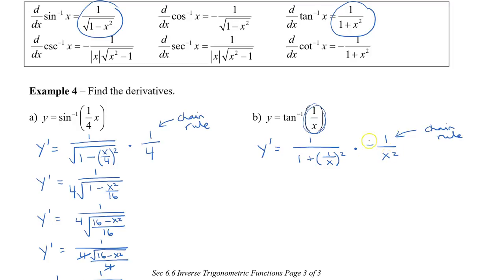And actually, if I take this x squared and distribute it into my denominator, I will just get negative 1 in the numerator. X squared times 1 is x squared, and then x squared times this 1 over x squared will be 1. So what I've done is I've distributed the x squared. All right, so here's a couple of examples of finding the derivatives of some inverse trig functions.